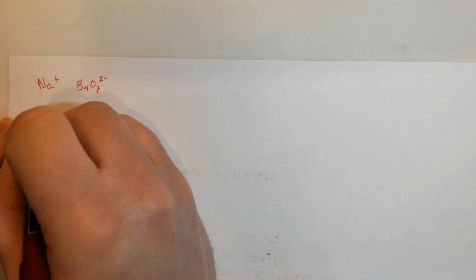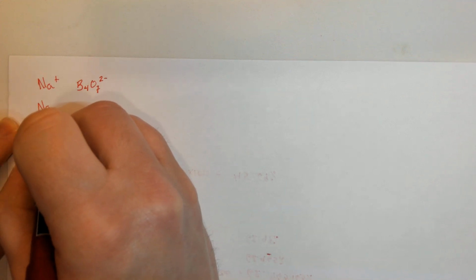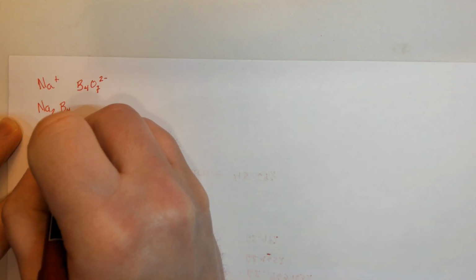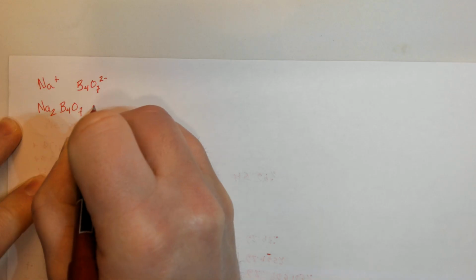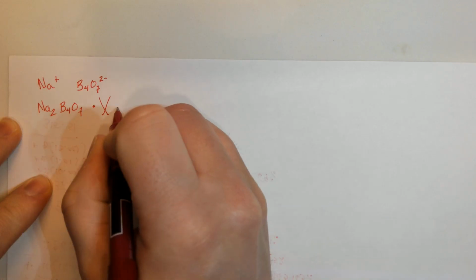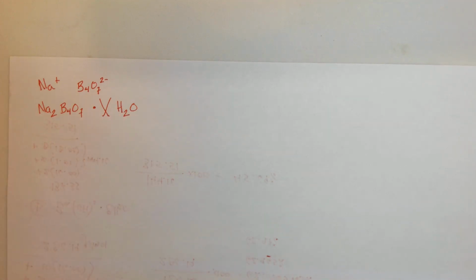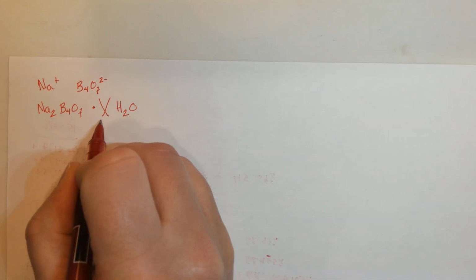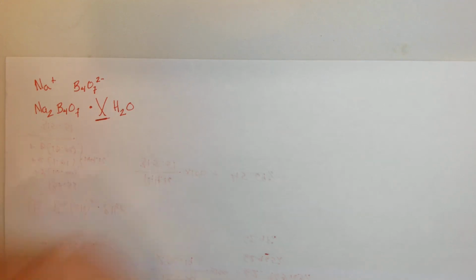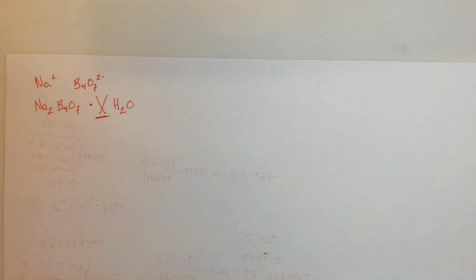And we can crisscross and we can say, okay, we've got Na2B4O7, and then we've got a certain number of moles of water, XH2O. Sorry, that's a really terrible X. And this is what we're looking for. We need this guy in order to finalize the name of the hydrate.